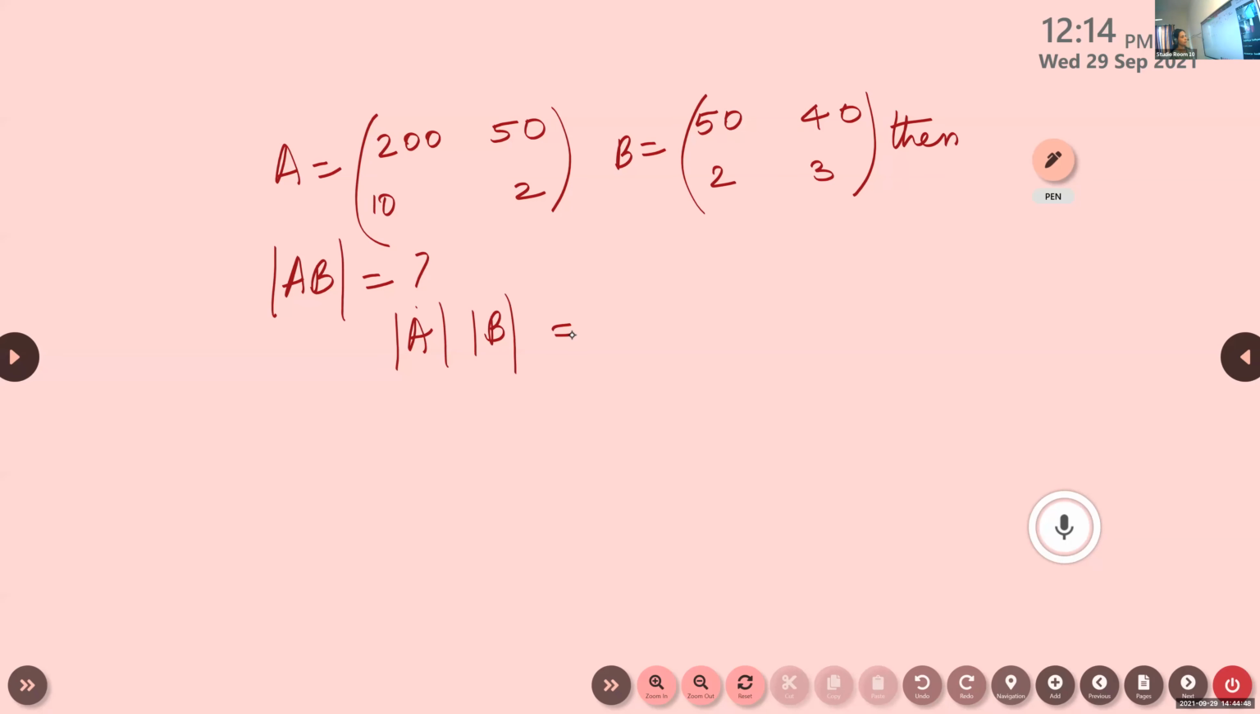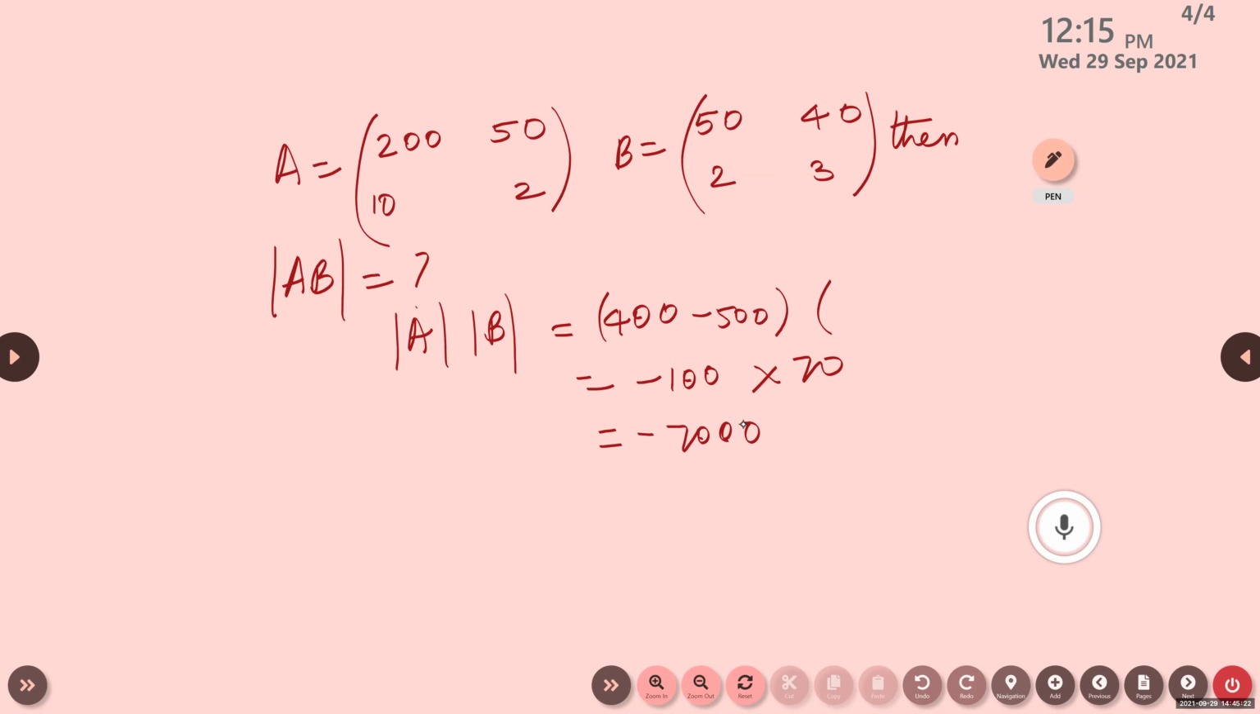What is the answer, Aparna? Ma'am, 1 minute, ma'am. What is determinant A? 400 minus 500, isn't it? Minus 100. Minus 100 into determinant B? Ma'am, 70. Yes, correct. Then it will be minus 700. It's not 700, 7,000, isn't it? Is it correct, Aishwarya? Yes, ma'am. Shubham, are you getting this answer? Yes, ma'am.